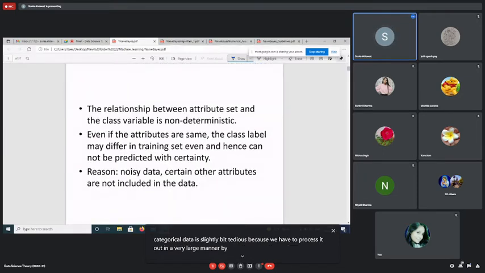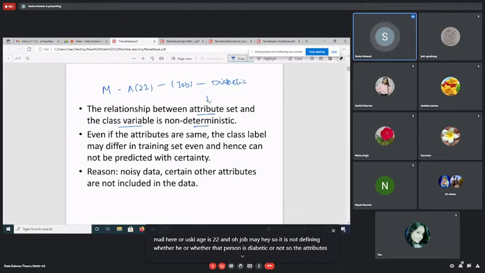Fine. So class, the relationship between attribute set and the class variable is non-deterministic. इसका मतलब अगर कोई मेल है और उसकी एज इज 22 एंड वो जॉब में है, so it is not defining whether that person is diabetic or not. So the attributes are non-deterministic for the class variable. These are not defining that अगर कोई भी मेल 22 साल का है और वो जॉब कर रहा है तो वो डायबिटिक है. Getting my point?